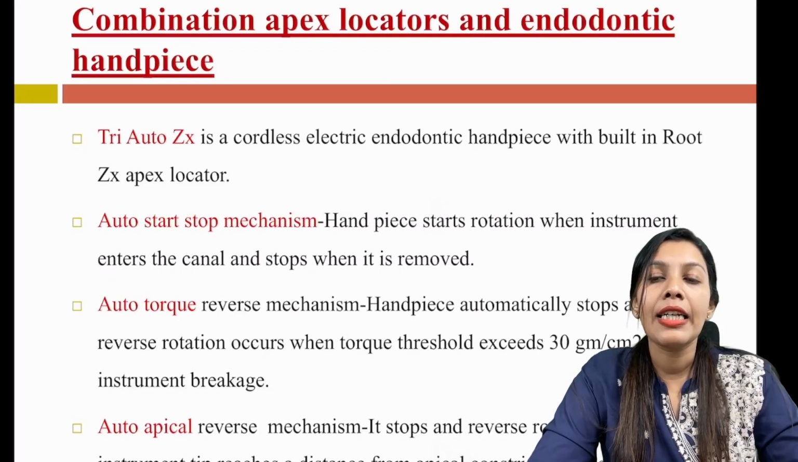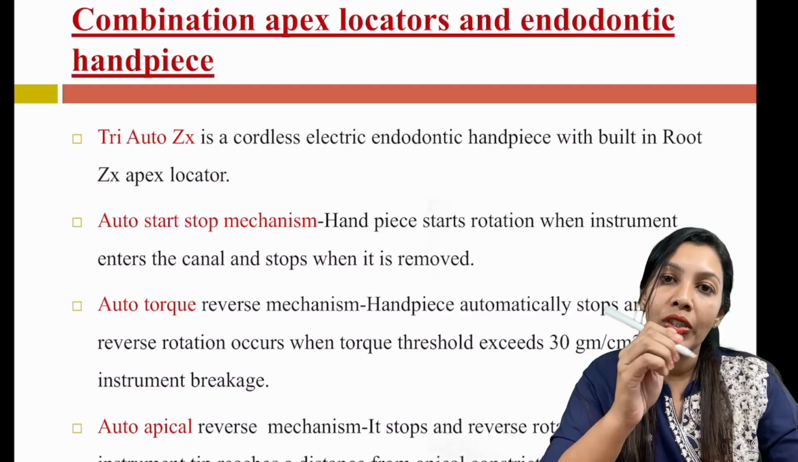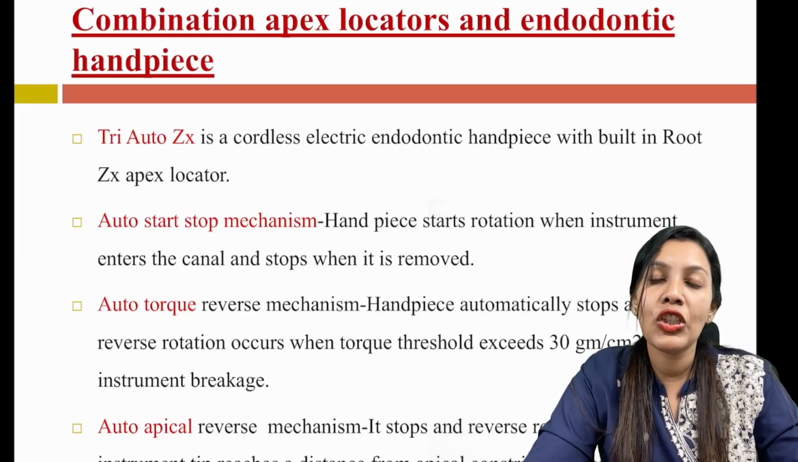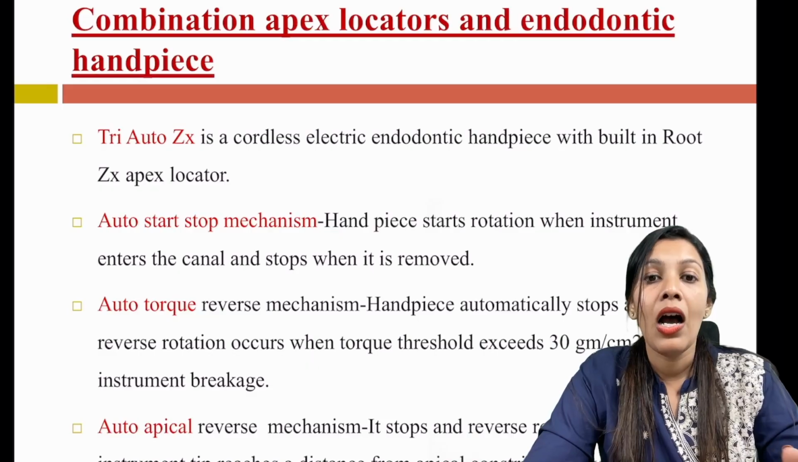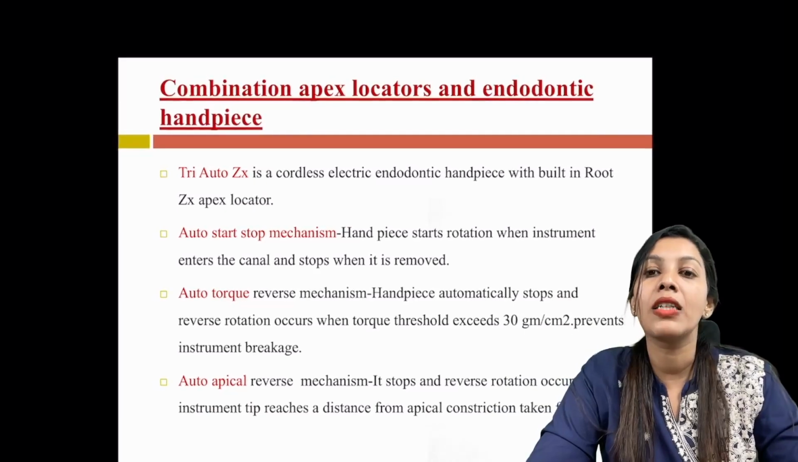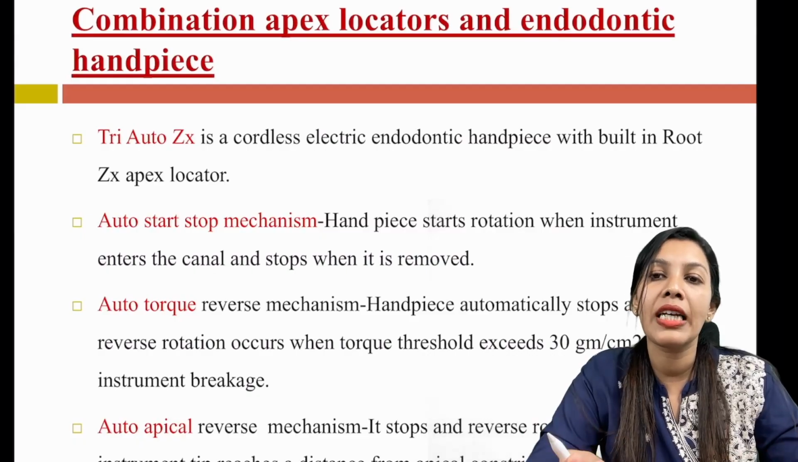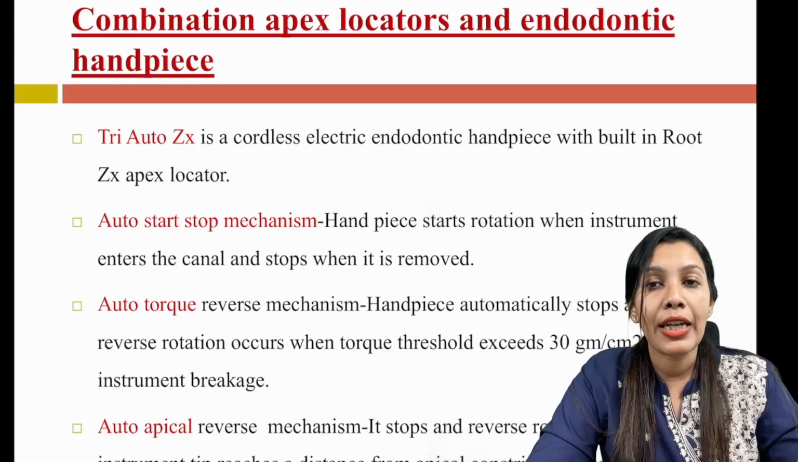And there are certain combinations nowadays. The apex locator is combined with the endodontic handpiece. Endodontic handpieces are those to which the files are attached, and we do cleaning and shaping. So both cleaning and shaping and the apex locator are there. Very important example: try Auto ZX. Auto start stop mechanism, auto torque, auto apical reversal method. Every auto is there. Just memorize it like that. When autos are there, think that it consists of not only the apex locator but also the endodontic handpiece.